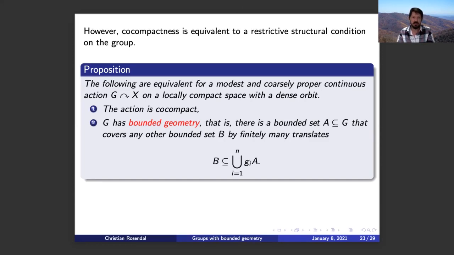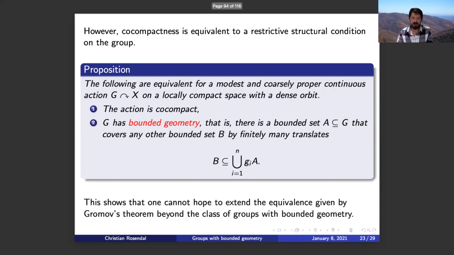So that shows that this class of groups is, of course, interesting. And it also shows that if you want to extend the equivalence given by Kolmogorov's theorem, you're not going to be able to go beyond the class of groups with bounded geometry, because those actions were co-compact. Kolmogorov's theorem would not make sense beyond this class of groups. There's no way of getting groups without bounded geometry to act in this nice way on locally compact spaces.